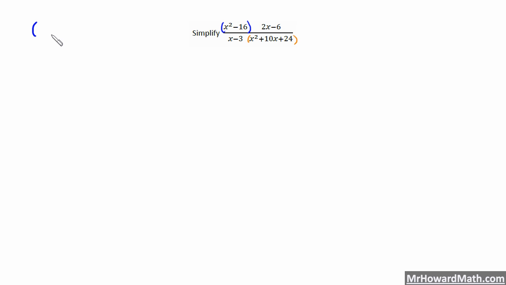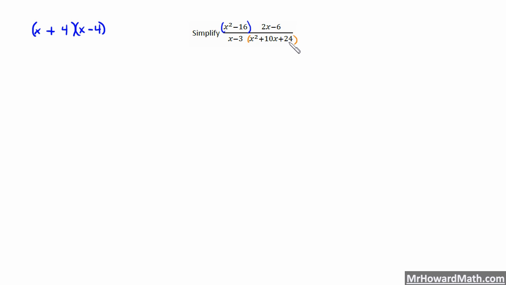So all we do is we write two sets of parentheses. Square root of this one is x. It goes here and here. Square root of 16 is 4. It goes here and here. And then we just add them in one parentheses and subtract them in another. Okay, so that's how that one factors. Now let's look at this part.